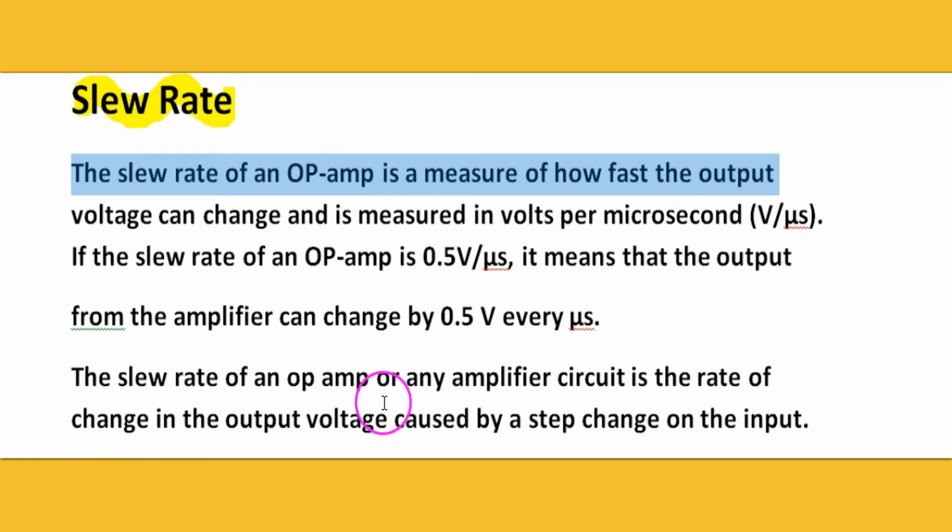The slew rate of an op amplifier or any amplifier circuit is the rate of change in the output voltage caused by a step change in the input. And what do we mean by that? Let's try to understand what we actually mean by the slew rate. The definition is that it measures how fast the output voltage can change.